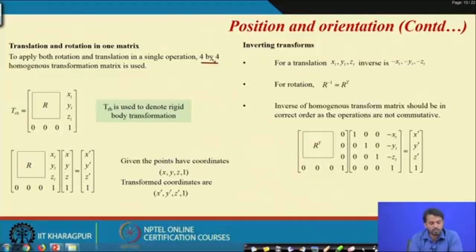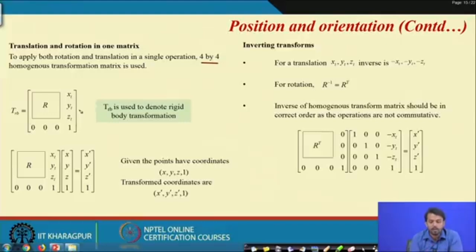For the homogeneous transformation, a particular matrix is used, that is TRB, the rigid body transformation. In this TRB, R stands for the rotation matrix, along with Xt, Yt, Zt. The matrix will be represented as a 4 by 4 matrix, in which the rotation has 3 components, and Xt, Yt, Zt is for the translation.